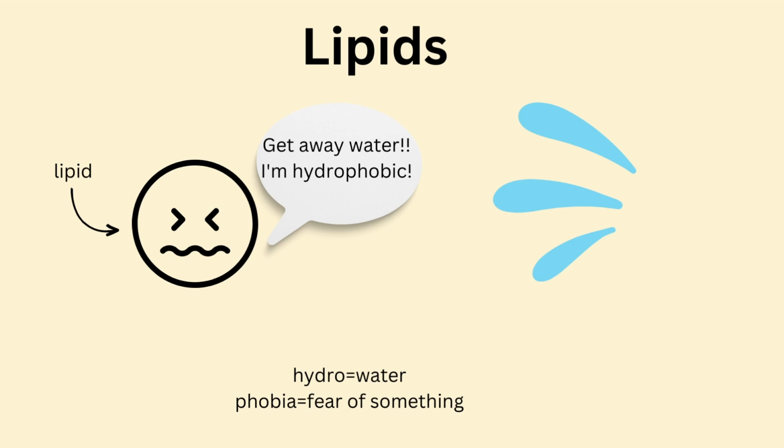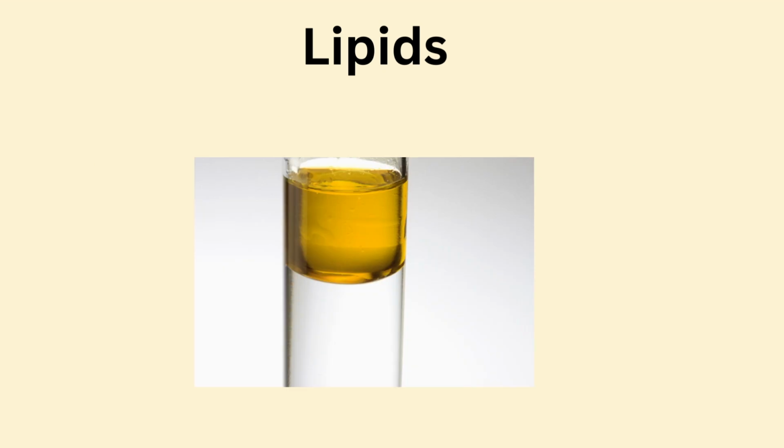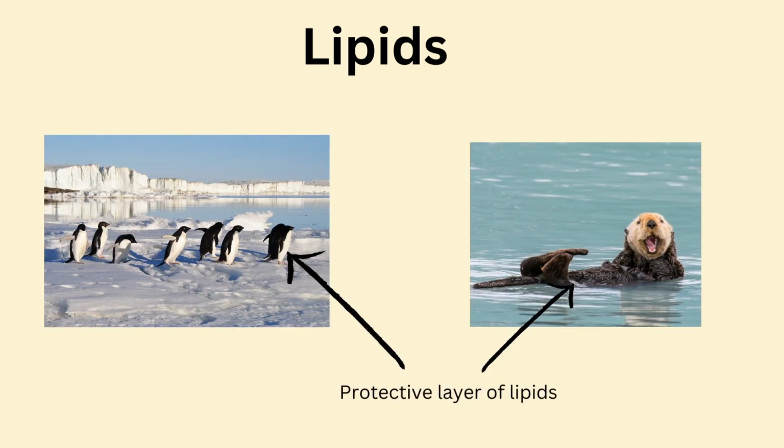Hydro means water, and phobic or phobia means to be scared of something. So lipids do not like mixing with water. Think of how oil floats on top of water and doesn't mix in it. Because lipids are hydrophobic, they keep aquatic birds and mammals like penguins and otters dry. These animals have a protective layer of lipids over their fur or feathers, making them water repellent.